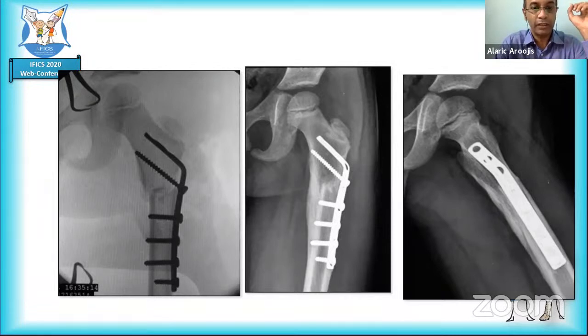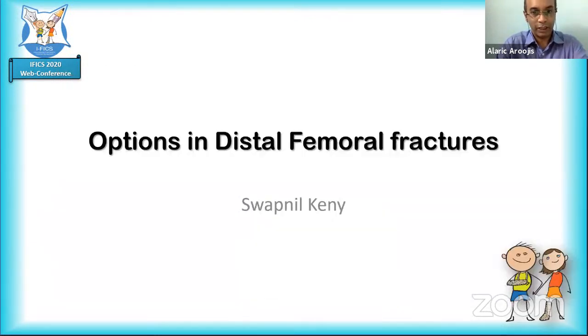So various solutions can be innovated depending upon your setup, the cost involved, the patient's and family requirements, and sometimes thinking out of the box and being flexible not only with your nails but also with your thought is very useful for femoral fractures. Thank you. So thanks, Alaric.